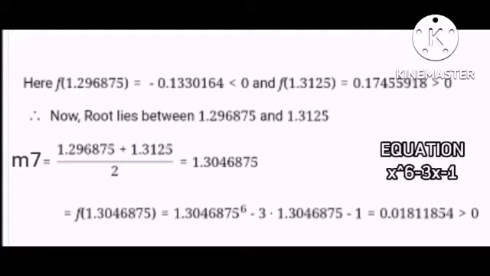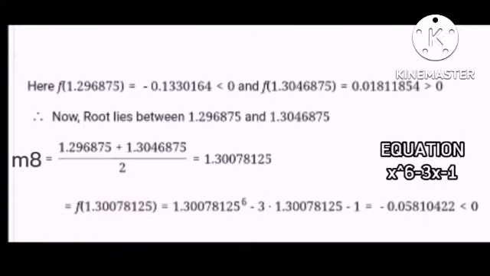1.304685. At the bottom part, as we finish our substitution, our result is 0.0181184, which is greater than 0. For our eighth approximation, now our root lies between 1.296875 and 1.304685. So for our m sub 8, we add those two terms divided by 2, and our result is 1.300782125. At the bottom part, as we finish our substitution, the result is negative 0.05810422, which is less than 0.